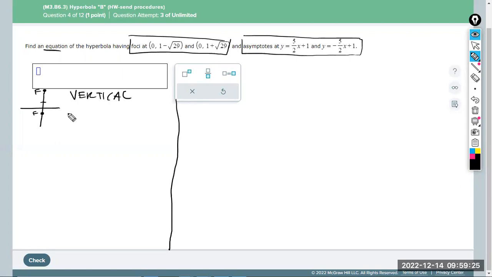The equation of a vertical hyperbola goes like this: (y minus k) squared divided by a squared. Remember that a always goes with the positive in the hyperbola. And this is the rest of it. I need to find the values of h, k, a, b, and c, and for that I'm going to use the information that I'm given.